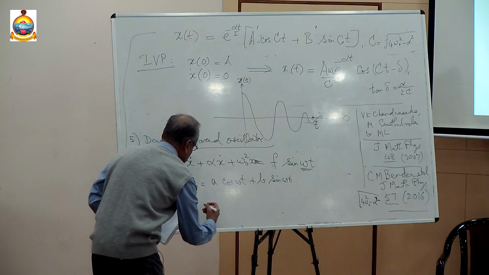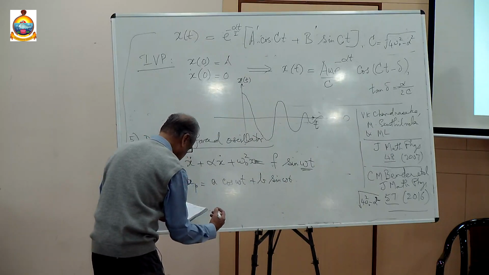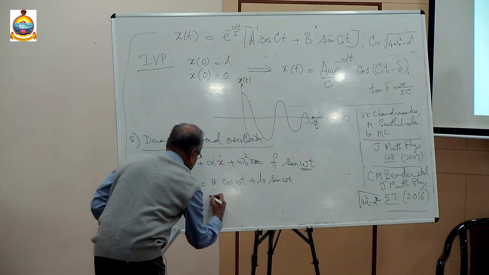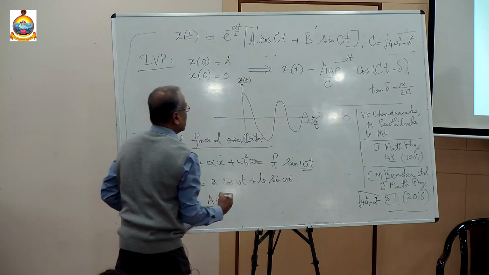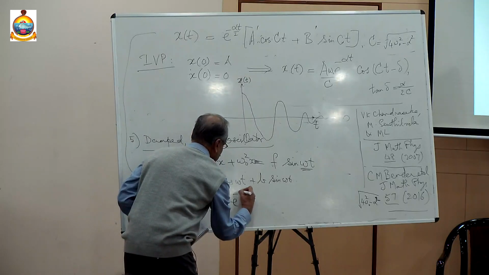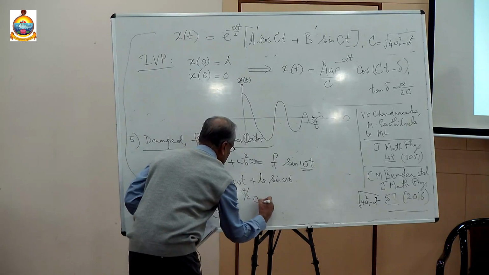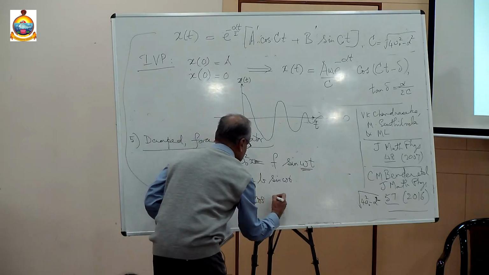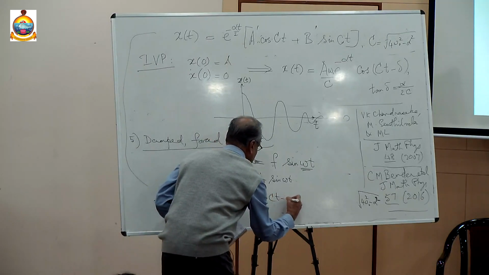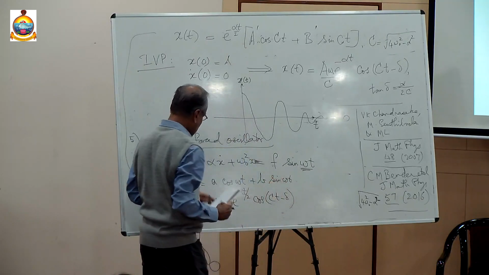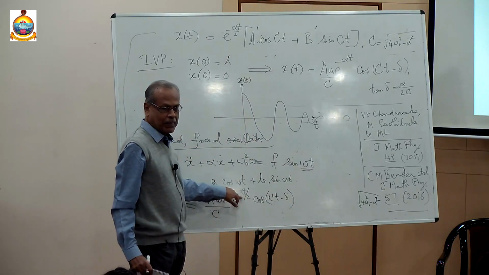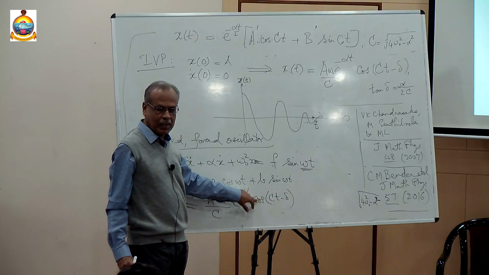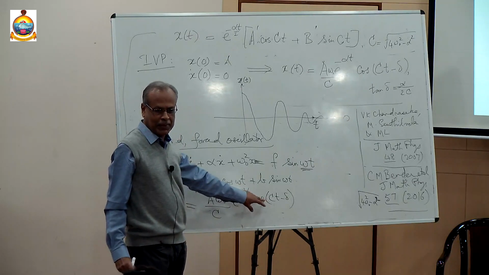So the general solution comes as the solution of the homogeneous part, that is A omega naught by c into e power minus alpha t by 2 cos ct minus delta. So this is the solution of the homogeneous part, but this damps down, and if you wait for sufficiently long time, this will die away.